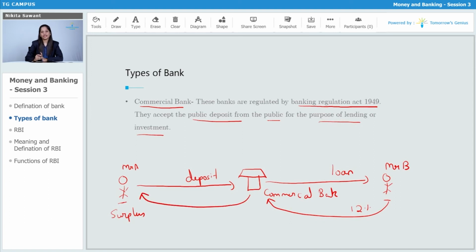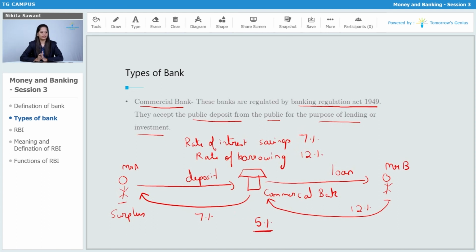Now for example, the rate of interest on savings, let's assume it's 7%, and rate of borrowing, that means whenever you take a loan you have to pay interest, it's 12%. So in any case, always rate of borrowing is higher than the rate of interest. So in between, bank is earning a profit of 5%. So this is how commercial bank functions.